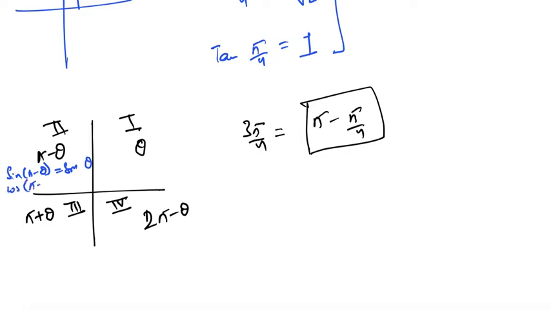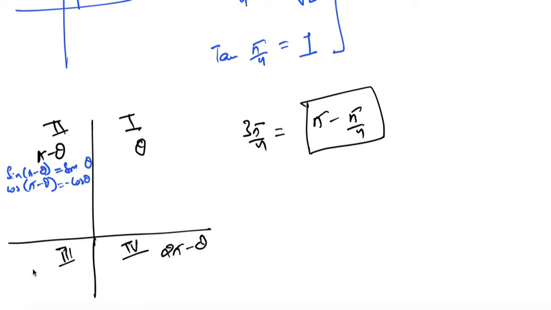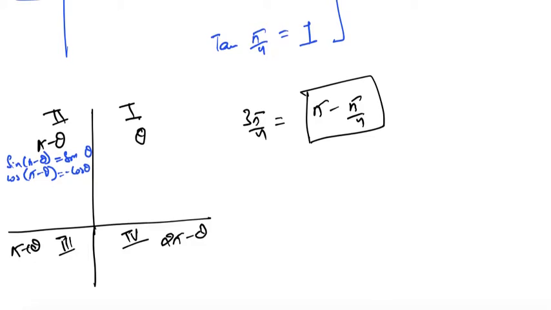So over here in the second quadrant, sine of pi minus theta is sine theta, cos of pi minus theta is minus cos theta, and tan of pi minus theta is minus tan theta. This is your third quadrant, this is your fourth quadrant, this is 2 pi minus theta, this is pi plus theta.